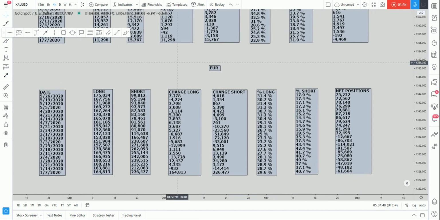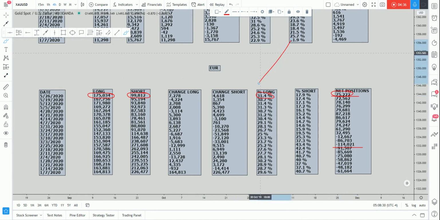And on the euro, we can see that currently we are sitting at 175k long positions and 99k short positions, giving us a net position of 75k with a 31.4% long exposure. So what does this mean? First of all, we will have the new report today. Now, currently, since we went from minus 114k net positions to plus 75k net positions, we had a clear shift to the bullish side of the euro. So we can definitely see that deeper retracement.